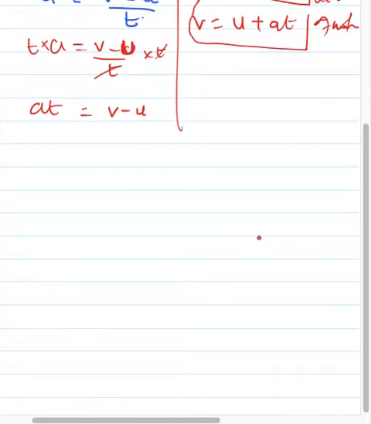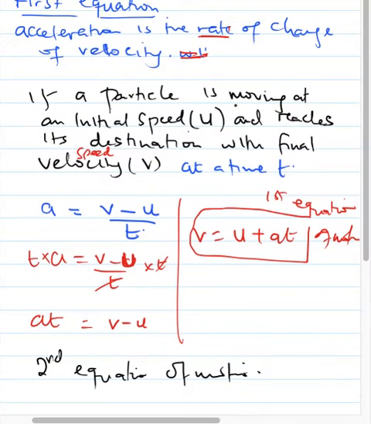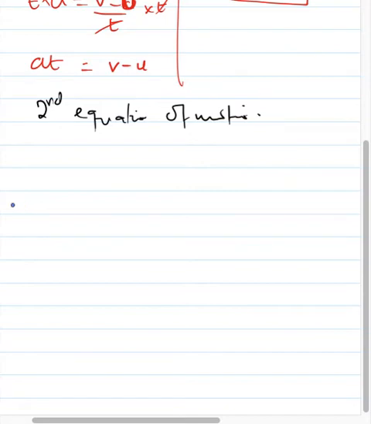Now let's go to the second equation of motion. Of course we shall consider the particle we talked about, with the initial and final speed at time t. As we continue we shall say that displacement is also the same as distance, but the difference is displacement is a vector quantity, it has direction, and distance is a scalar, it doesn't have direction.